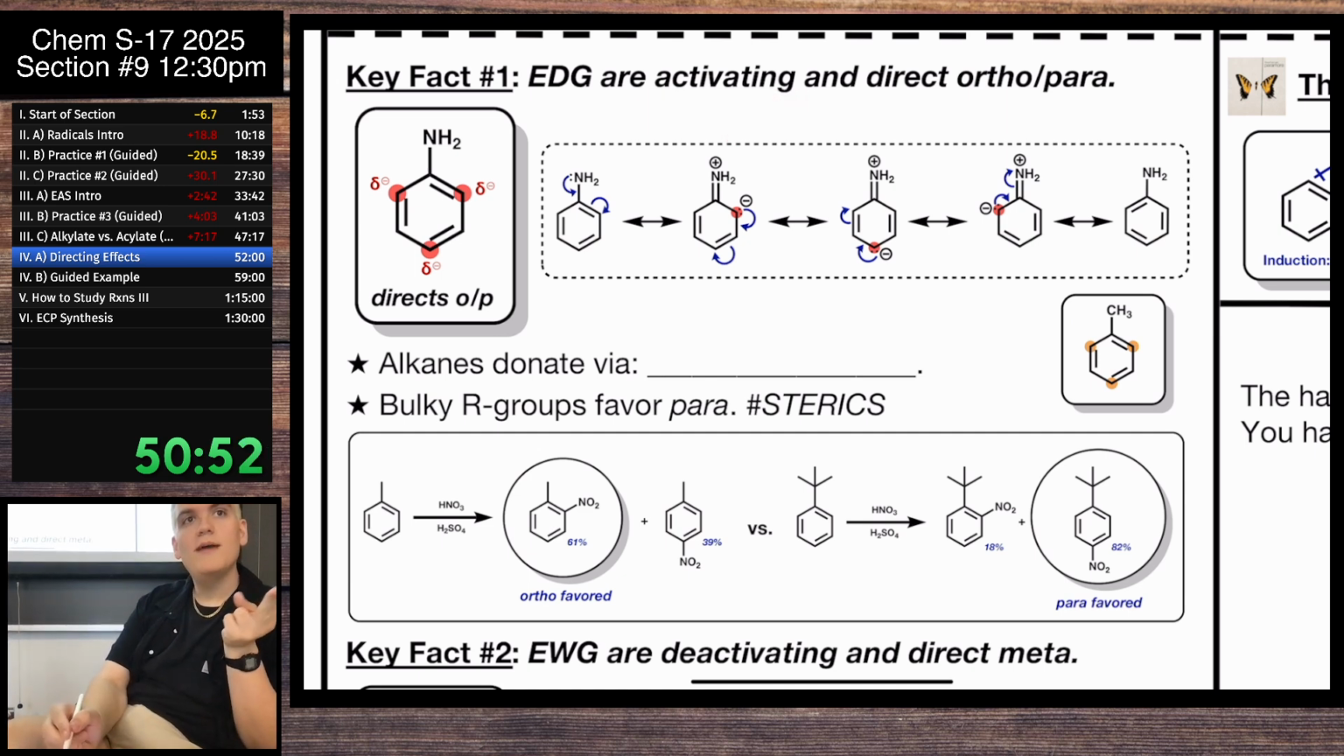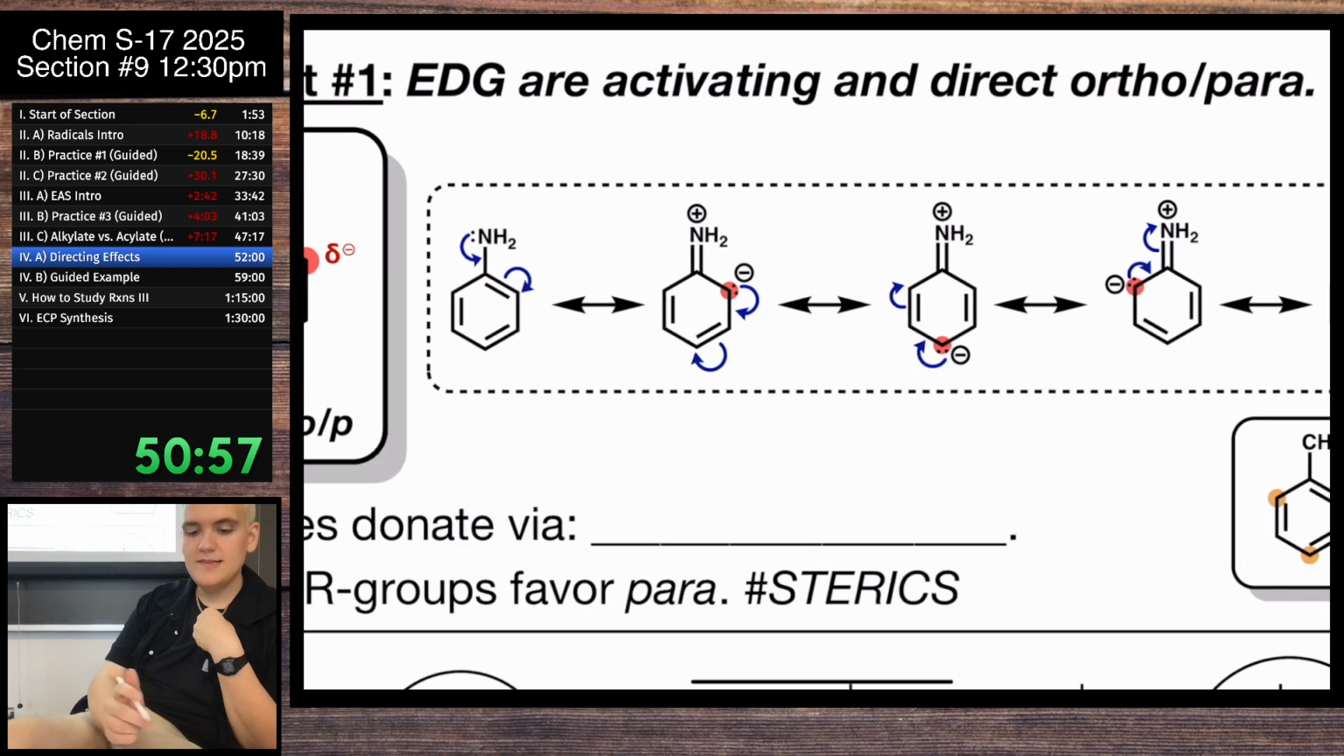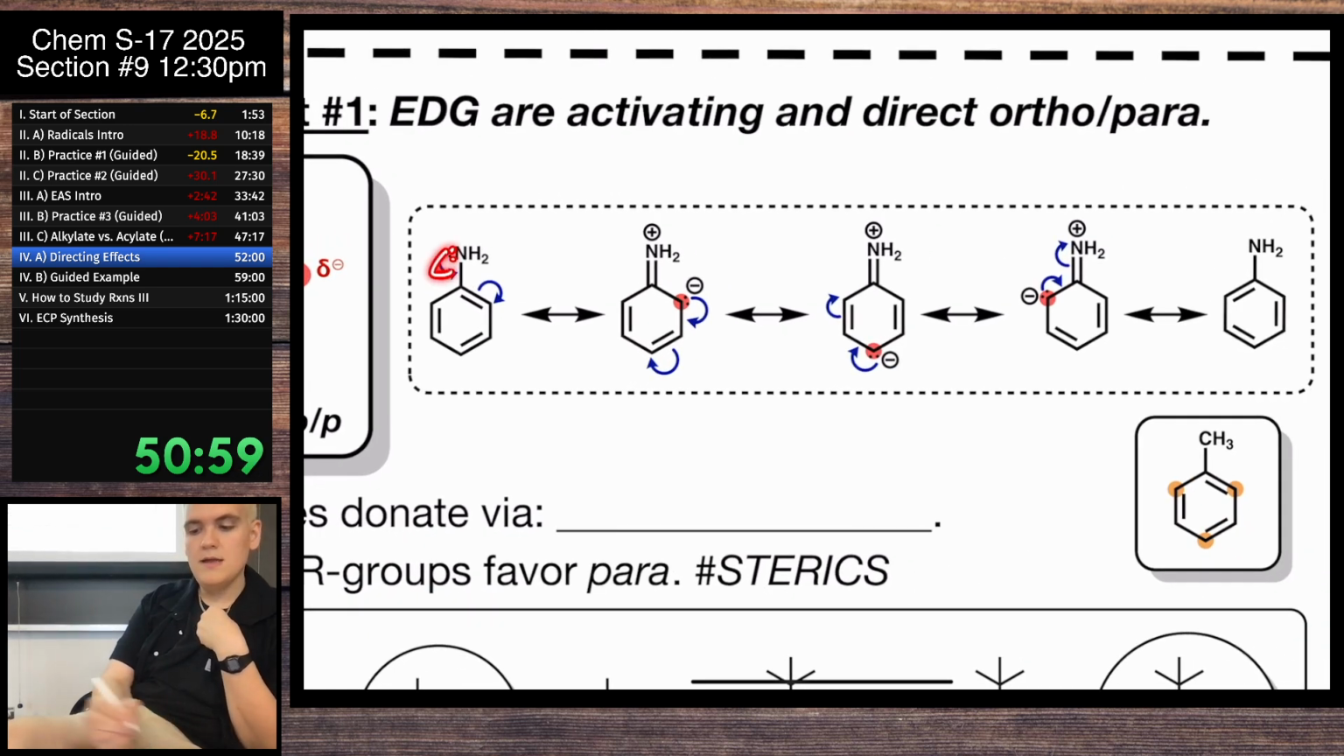And then for directing ortho-para, directing effects are controlled by resonance. So if we look at resonance here, when we donate a lone pair into the ring, we essentially get a negative charge that kind of bops around.